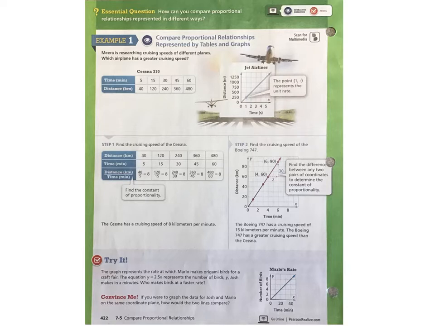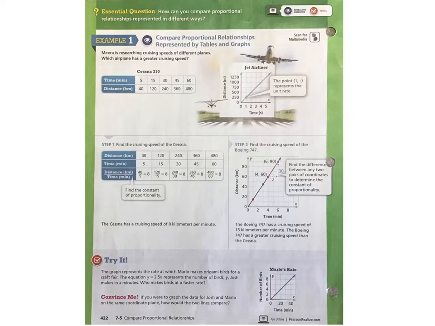You see Cessna 310 has information presented in a table. The jet airliner has information presented in a graph. We need to use the same sort of relationships, whether it's presented to us in a table or a graph, in order to make this comparison. First, see if you can find the cruising speed in kilometers per minute for the Cessna 310 and for the jet airliner.